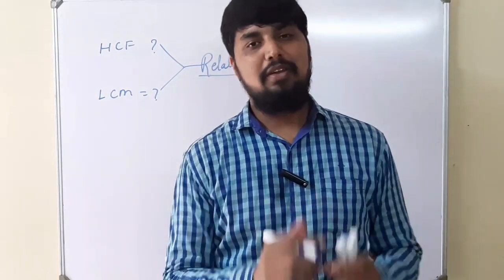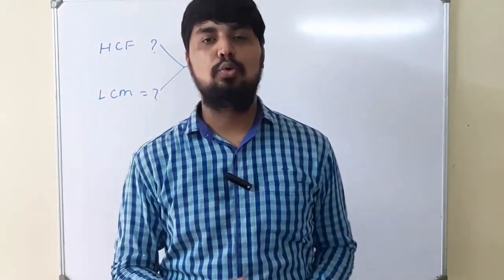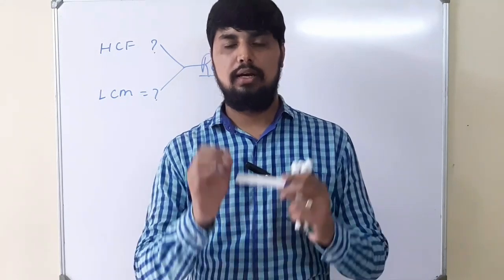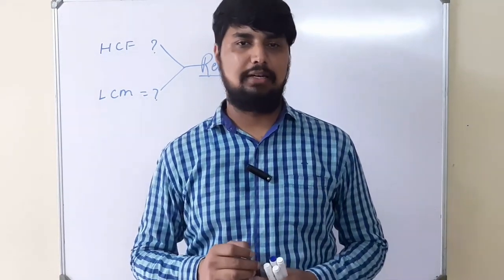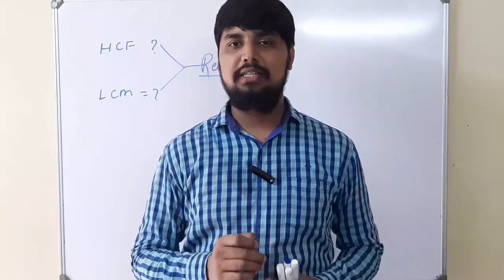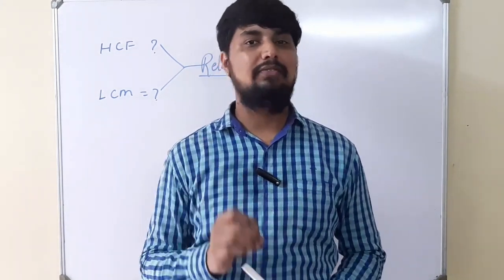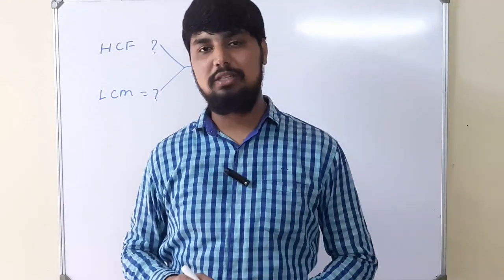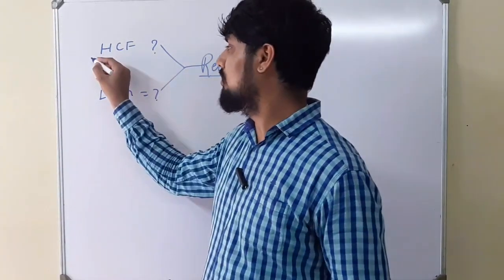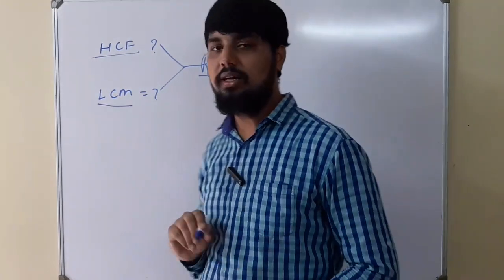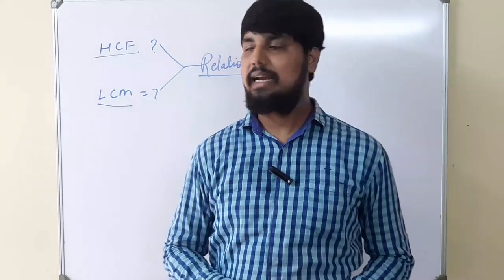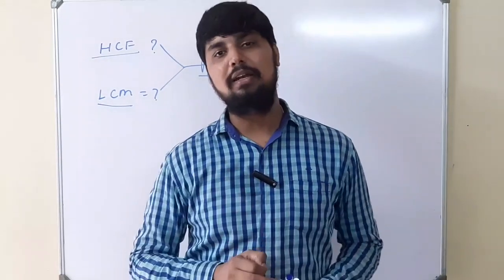So in the previous video we learned how to represent any composite number as a product of its prime factors by using the method of prime factorization. In that video I already discussed the applications of this method, or the fundamental theorem of arithmetic. There are two applications: to find out the HCF, that is the highest common factor, and the LCM, that means the least common multiple.